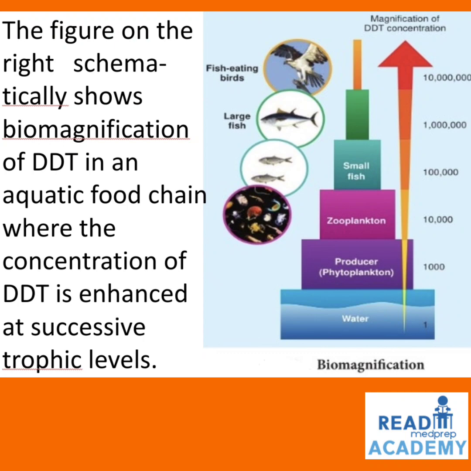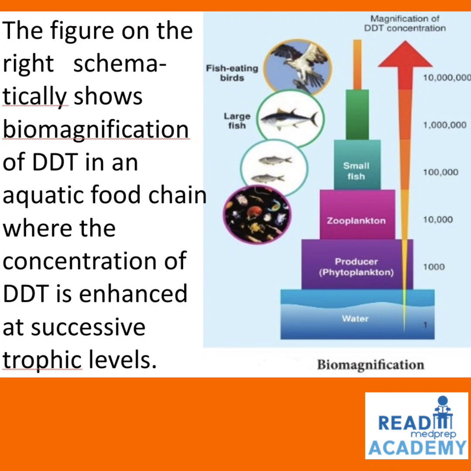The biomagnification in the water: there are producers. These producers are called phytoplankton, which have about 1000 concentration of DDT. As we move to the zooplankton, the concentration increases to around 10,000. As we move above to the small fish, it increases to about 1 lakh.